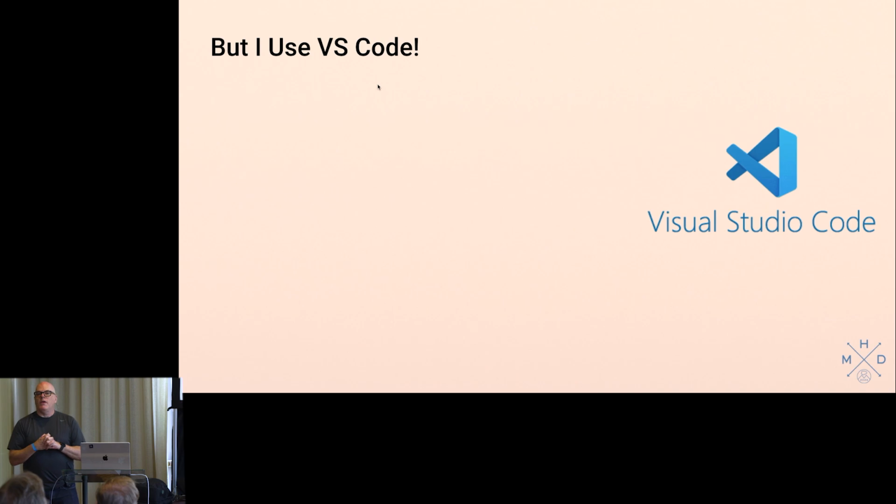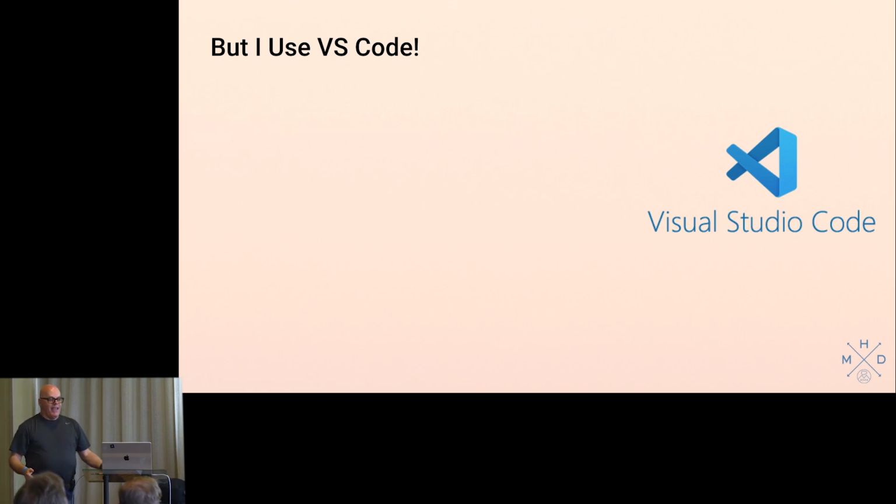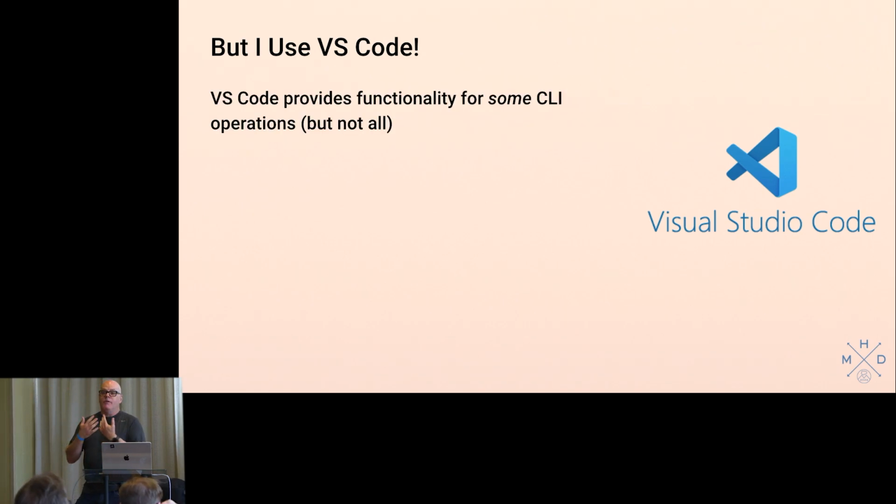And you might think, well, why do I even care about this? For Salesforce, I use VS Code. The reason is VS Code provides some of the CLI functionality, but not everything. Everything you can do in VS Code, you can also do from the command line. But the reverse is not true. There are things that you can do from the command line that you cannot do in VS Code. And therefore, even if you use VS Code most of the time, every once in a while, you'll need to jump to the command line to do something.